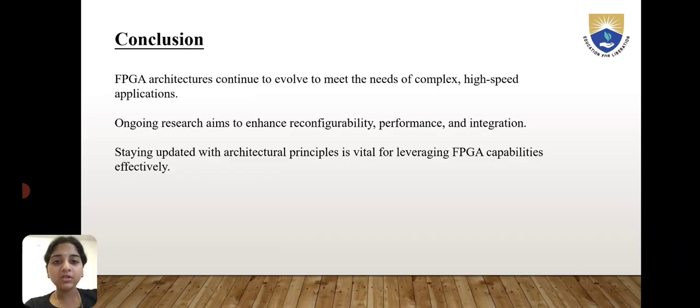Coming to the conclusion, FPGA architectures continue to evolve to meet the needs of complex high-speed applications. Ongoing research aims to enhance reconfigurability, performance, and integration. Staying updated with architectural principles is vital for leveraging FPGA capabilities effectively.